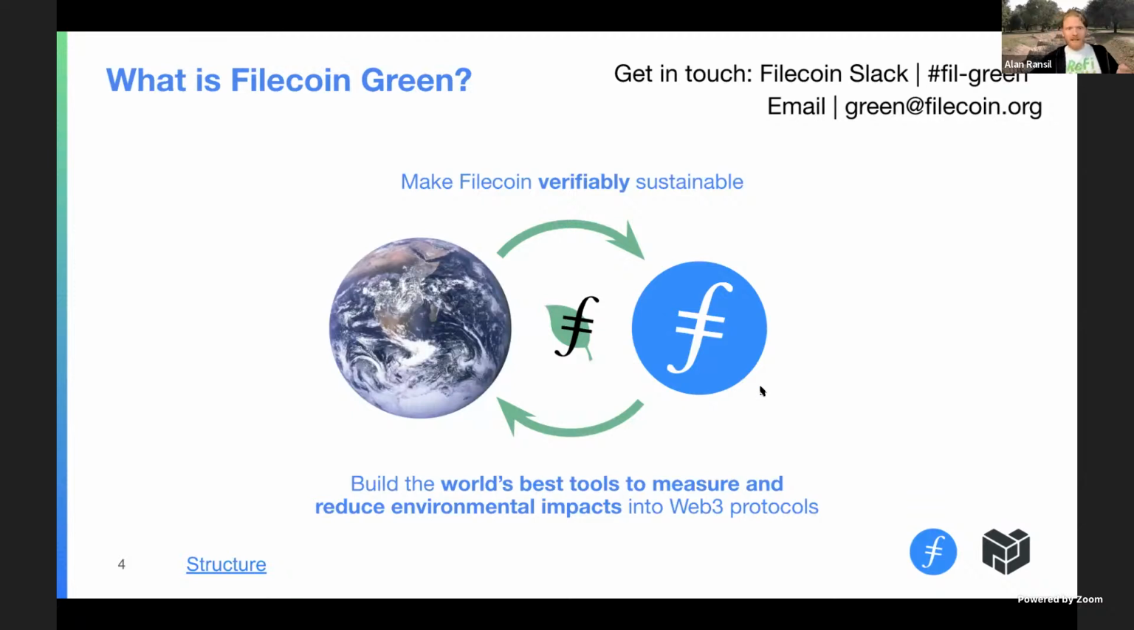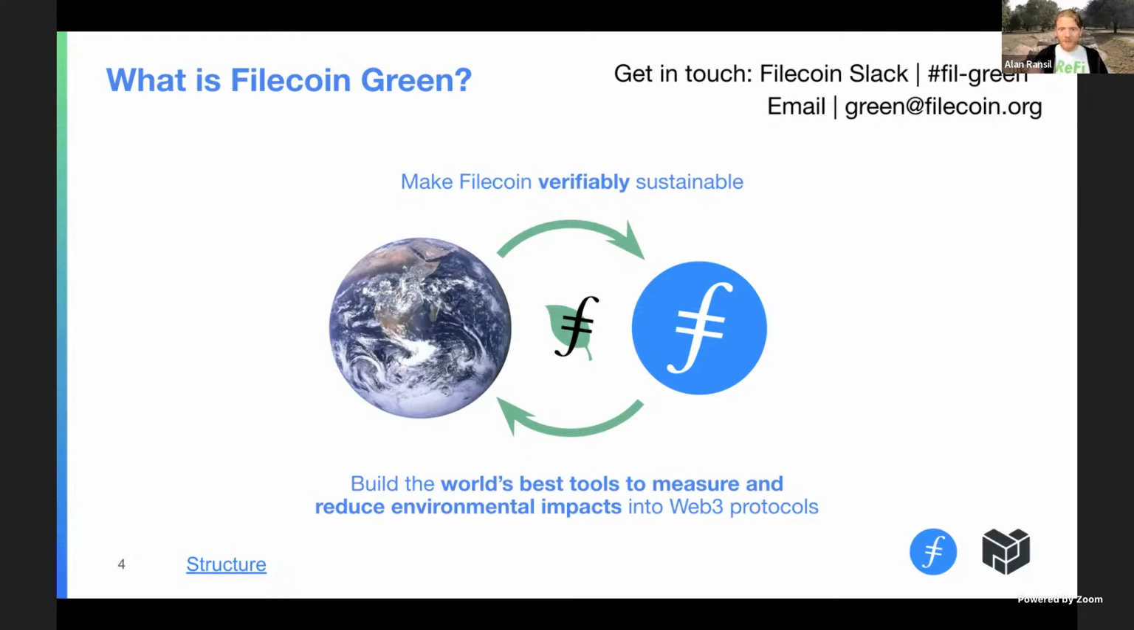So like I said, I wanted to talk a little bit about what exactly Filecoin Green is. I've used this diagram to explain it before, and talked about how there are two goals of Filecoin Green. One is to make Filecoin itself verifiably sustainable, and the second is to use Filecoin and Web3 to build the world's best tools to measure and reduce environmental impacts. We really think that storing the data associated with environmental impacts on Web3 based platforms makes a lot of sense because of how we work with data in Web3.